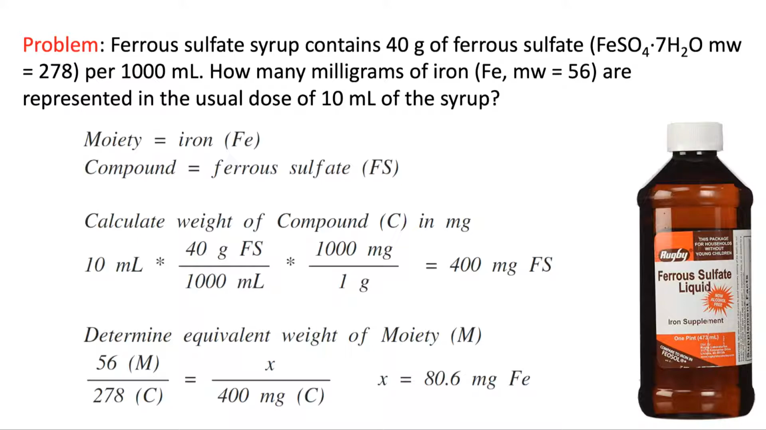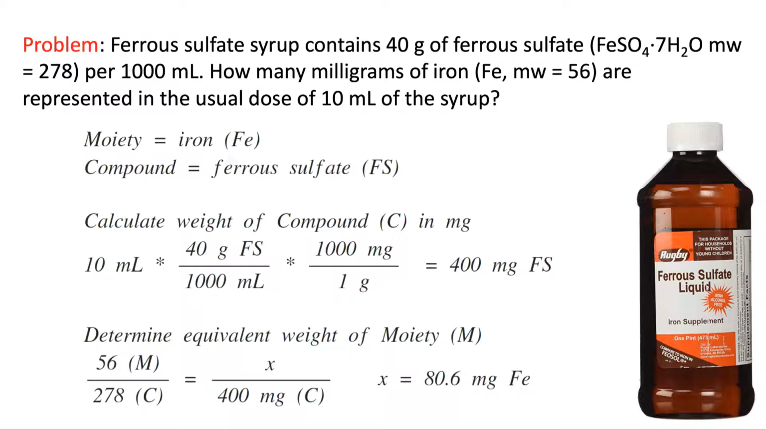Okay? So now that we've set up the proportion of the weight of the moiety over the weight of the compound, we can set that equal to some unknown weight of the moiety over the weight of the compound that I know that I have in my dose, which was 400 milligrams. I know I get 400 milligrams of the ferrous sulfate with every dose. So now I can solve for X, which would be the proportional amount of iron, or just the moiety within that dose. So if I solve for X by cross-multiplying and dividing, I would get a numeric answer of 80.6, and the units would be milligrams of the moiety, milligrams of iron.